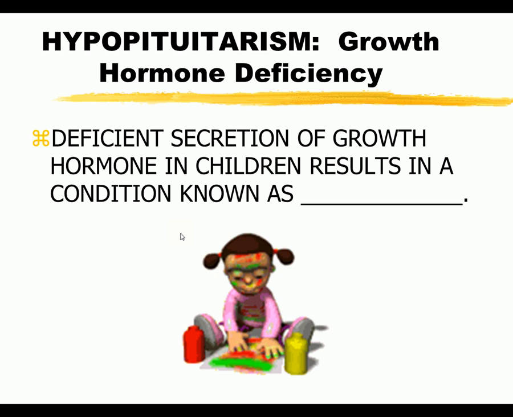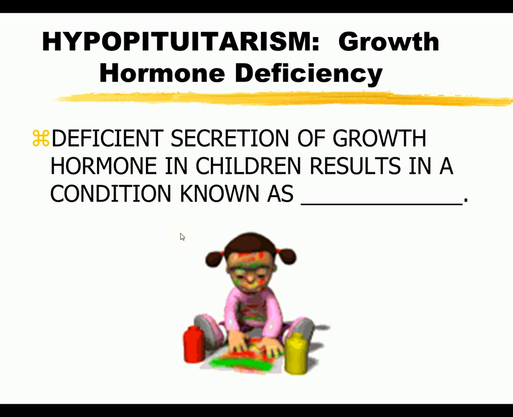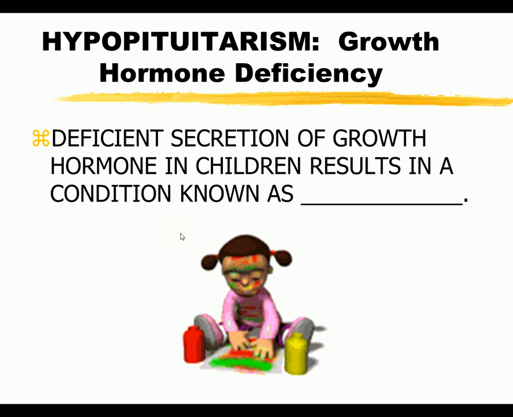Okay. Now, in adults, it's very hard to diagnose this because growth plates have already closed. So we start seeing an increase in the breadth of the bones, which we'll talk about later, and length of the bones. So mainly, hypopituitarism affects children, and it's a deficiency of growth hormone in children that results in a condition known as dwarfism. Now, this is usually diagnosed earlier in males than females.